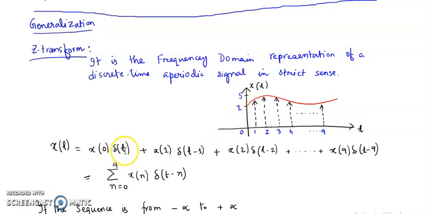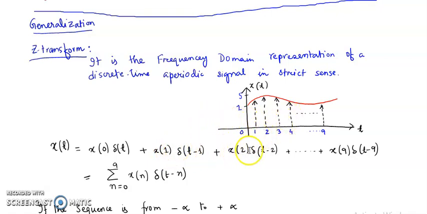So delta(t) is defined at t equal to 0, so it is 1 at t equal to 0. That is why we can write it like this: x0 into delta(t), then the first sample x1 into delta(t minus 1). So delta(t minus 1) is the shifted version of delta(t), defined at t equal to 1. At t equal to 1, delta will be equal to 1, so you can write this as x1 into 1. This is the representation of at which position the sample is there.